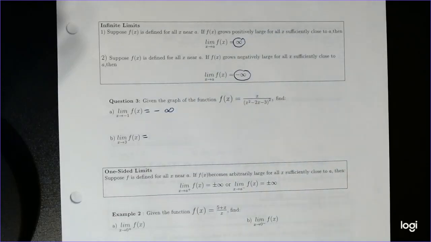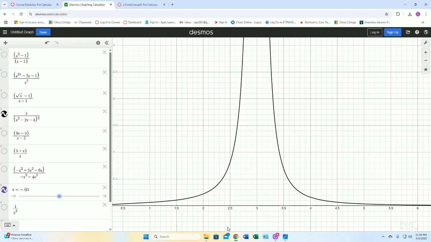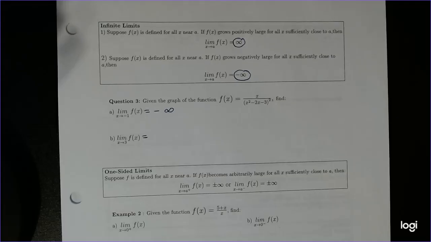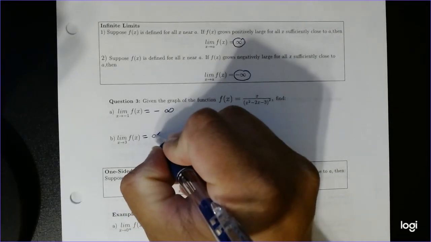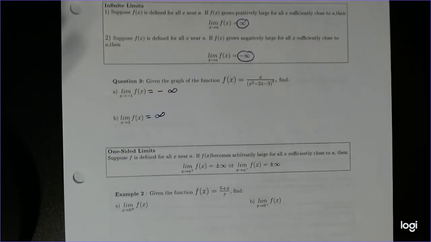Now let's look at positive 3. So here's 3. As I approach it from the left-hand side, it shoots up, so it looks like it's going to positive infinity this time. And on the right side, again, it also shoots up to positive infinity. Since they're both positive, my answer is going to be positive infinity. Those are the outputs I would see from this graph.